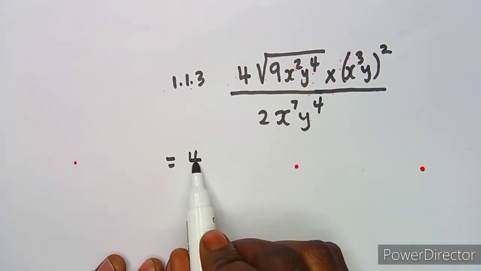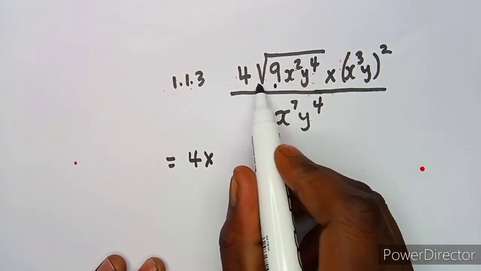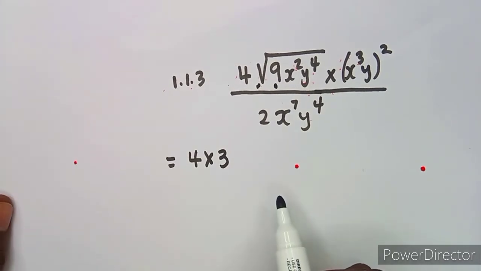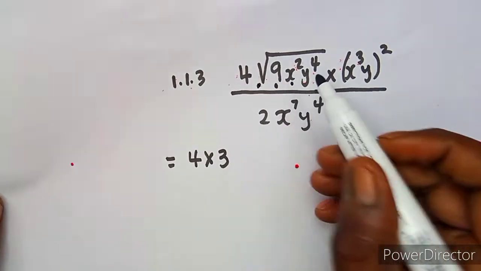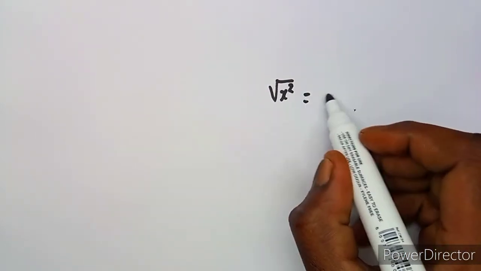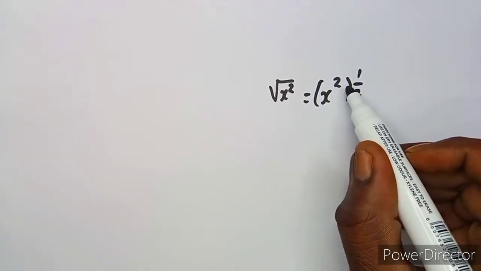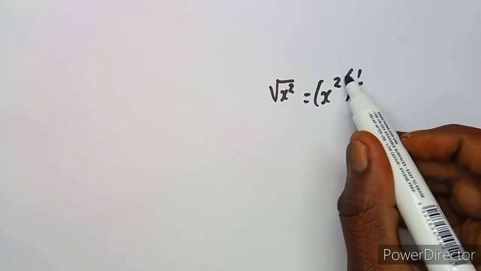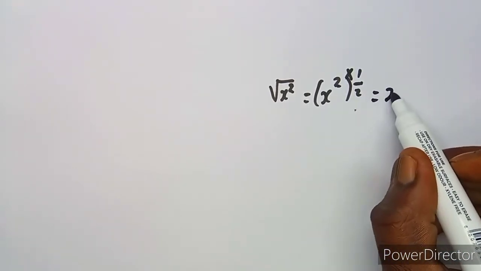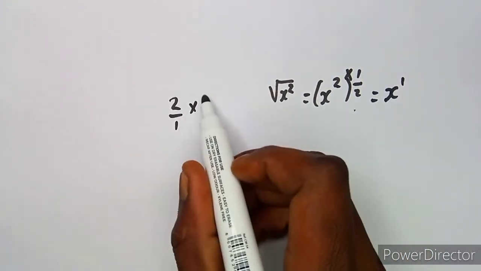So it's just going to multiply whatever we are going to obtain inside the square root. And we know that the square root of 9 is 3, so it's going to be 4 times 3. But how do you find the square root of x squared? The square root of x squared is the same as x squared to the exponent of a half. So that's going to be 2 times a half, because we've got an exponent and an exponent here. So 2 times a half is going to give us 1. That's the same as 2 over 1 times 1 over 2.